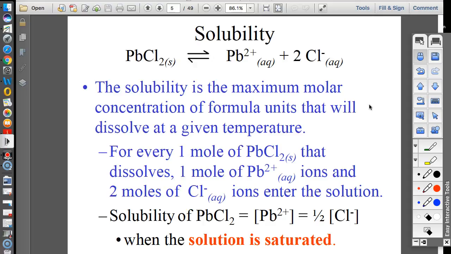So a saturated solution, or the solubility, here we go, is the maximum molar concentration of formula units that will dissolve at a given temperature. So for every 1 mole of lead(II) chloride that dissolves, we're going to have 1 mole of lead, right? This is where those show your work, how many do you have in there. 1 mole of lead for every 2 moles of chloride ions, right? And then you can kind of write that down.